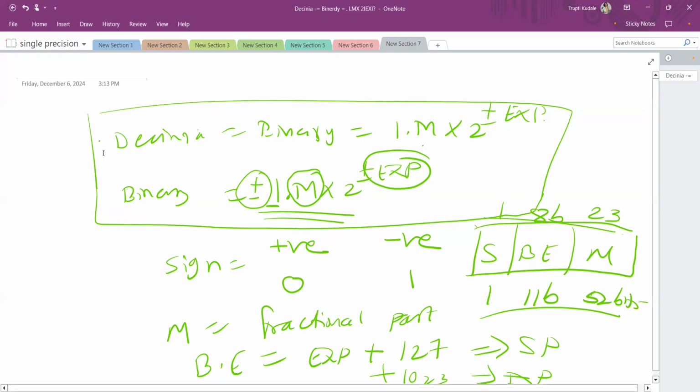Is it clear? So if the number is given in decimal, convert it into binary and use this normalized form. Then only you will be able to represent any number in single precision or double precision format. And in the reverse way also, it is very simple, to find out the number from a given single or double precision format.